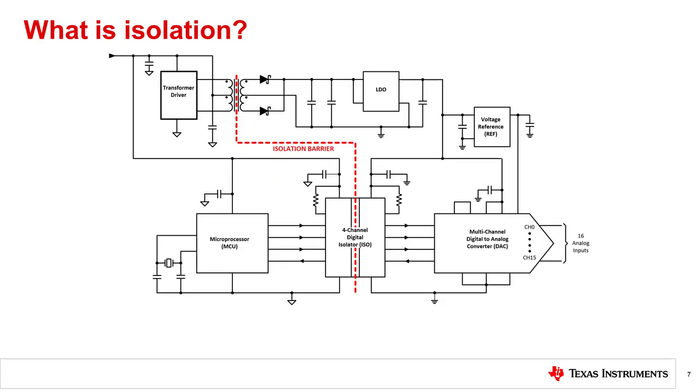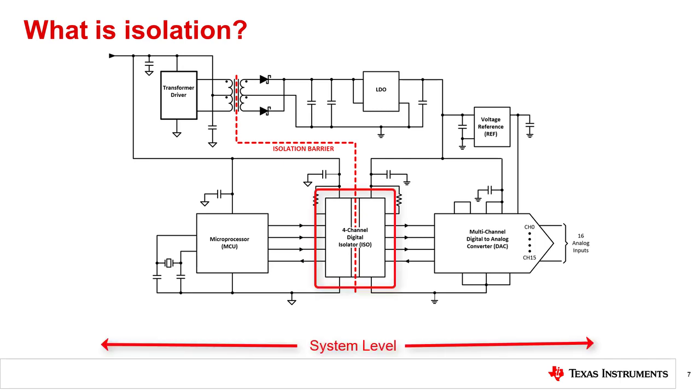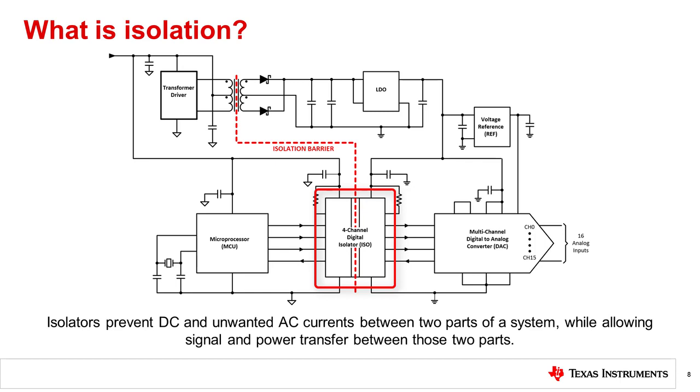Certification and safety standards are a critical part of designing isolation for high voltage systems, and understanding the difference between component and system level standards, isolation ratings, and isolation specifications will help in selecting the best isolation solution for your needs. In previous videos, we've introduced the role of isolation in a system as essential for high voltage systems, and that isolation is used to prevent DC and unwanted AC currents from flowing between two parts of a system.